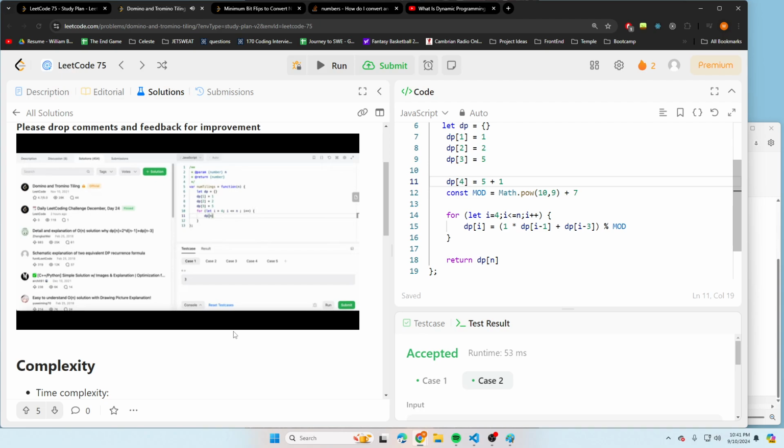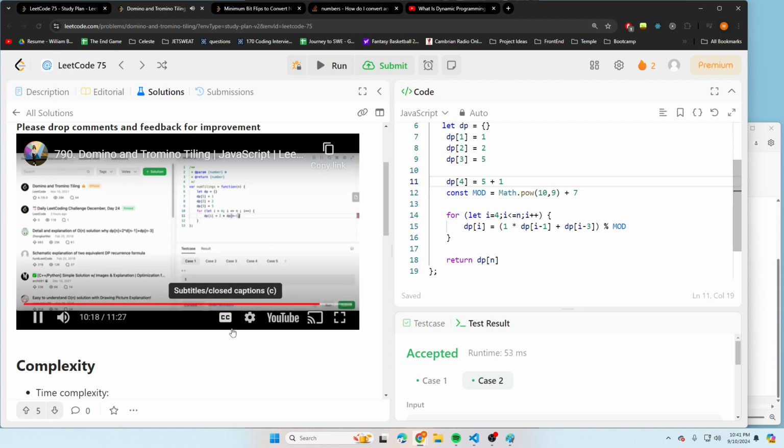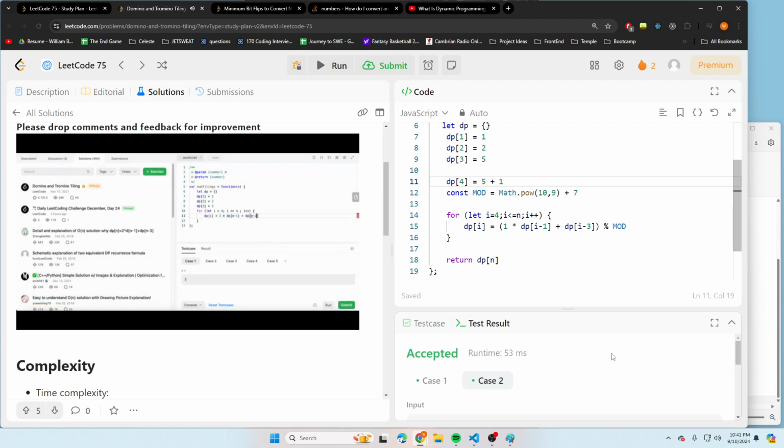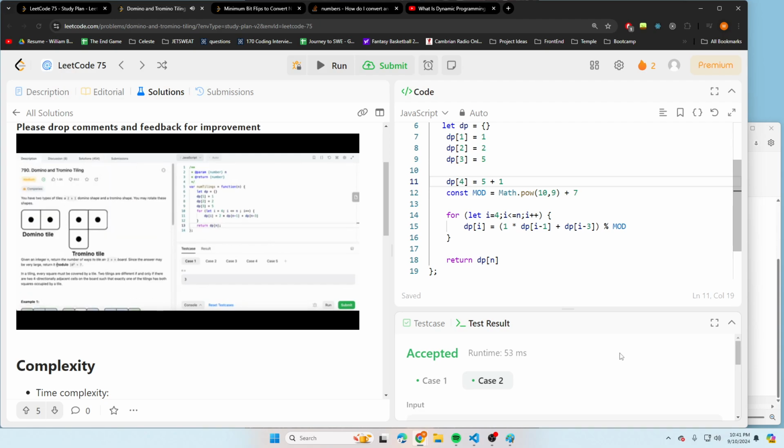So now dp of i will be equal to 2 times dp of n minus 1 plus dp of n minus 3. And then we return dp of n. Now let's see one more thing here. We need to return modulo, right? So let's just define a constant variable, and every time we find the value, we are just going to take the modulus and then finally return it.